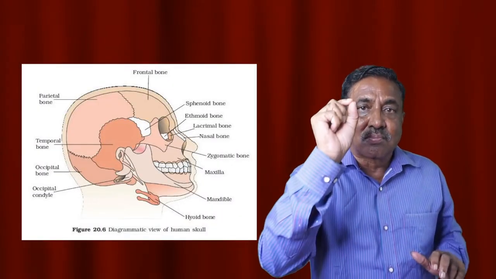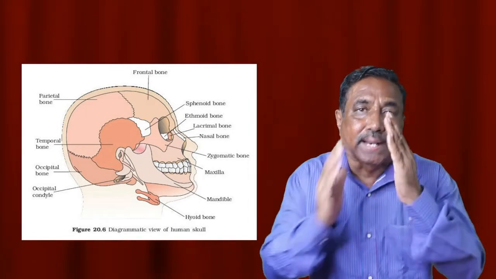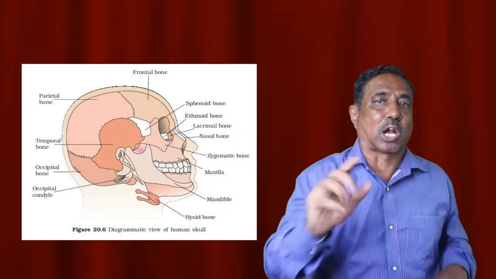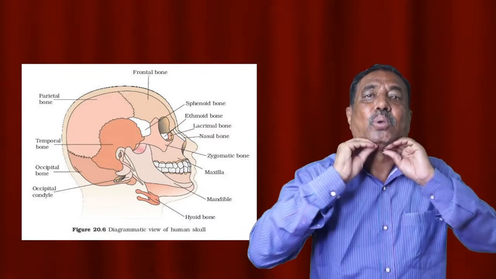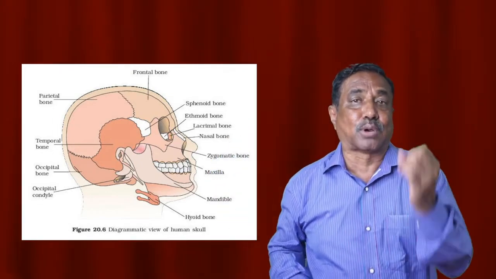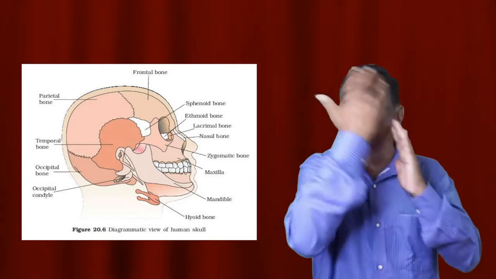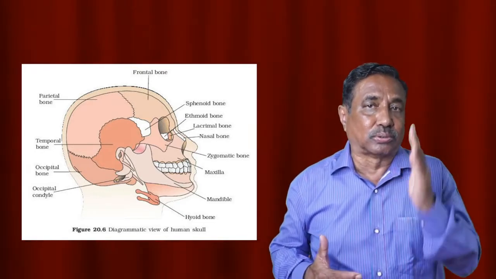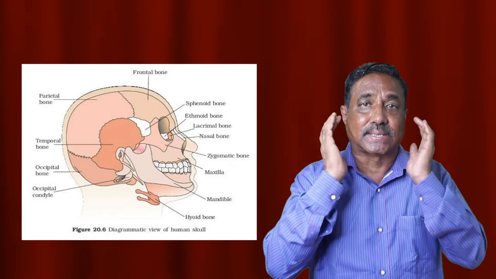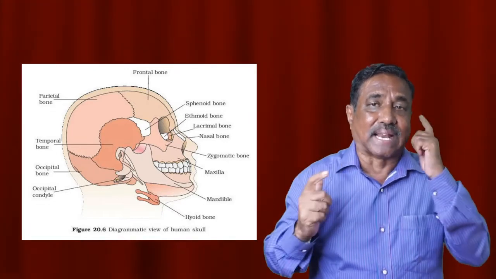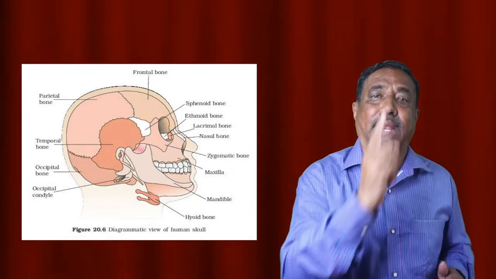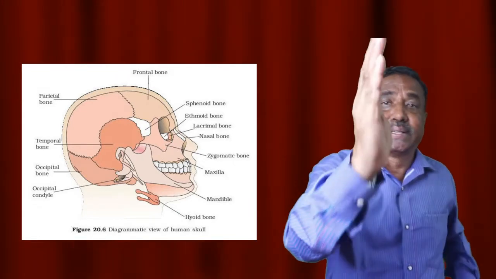And there are 8 cranial bones: 1 frontal, 2 parietal, 2 temporal and 1 occipital, that is 6 bones. Sphenoid and ethmoid together make 8 bones. 8 plus 14 facial bones is 22 bones. And the 6 ear ossicles, the ear bones: malleus, incus, stapes, 6. So 22 plus 6 comes to 28. And the tongue is attached to a bone called the hyoid bone. Thus there are 29 bones in the skull.